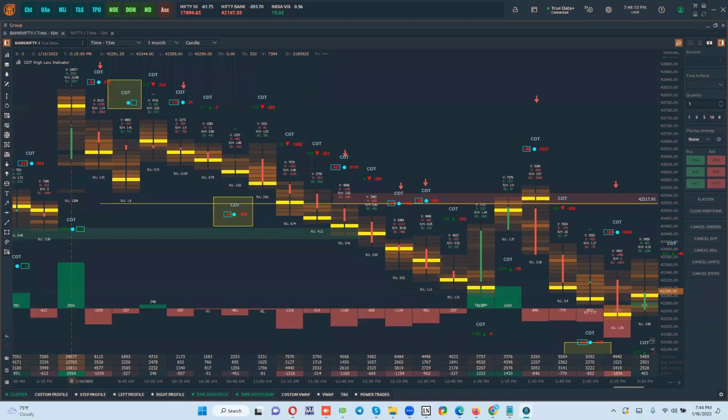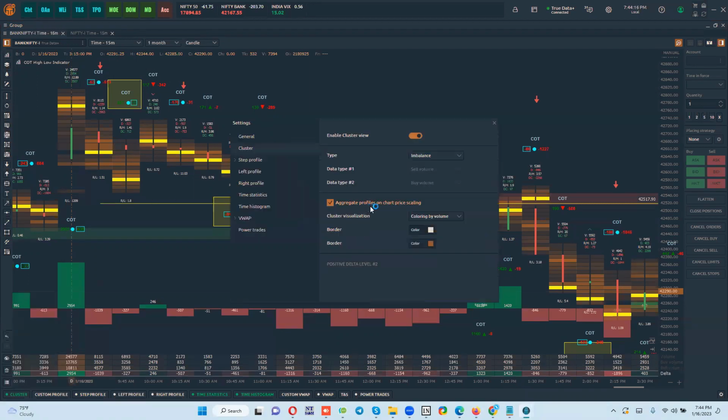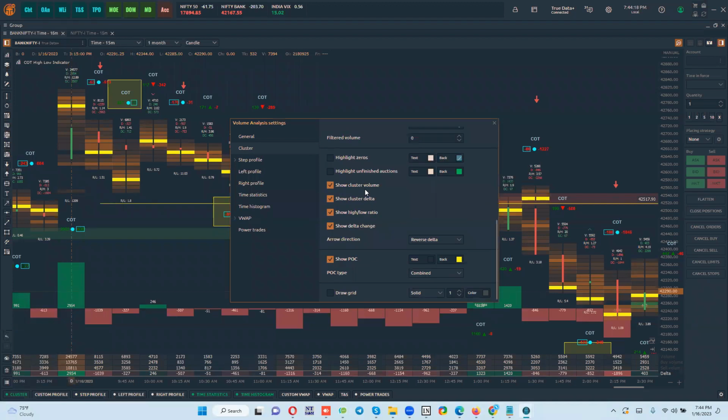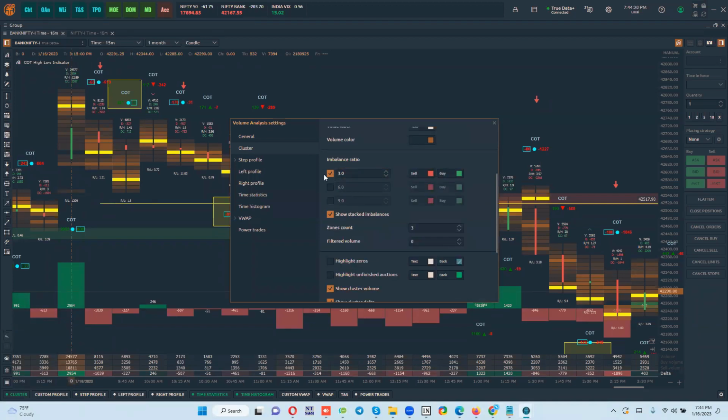What is the setting you use for stacked imbalances? Stacked imbalances settings are already there. We don't make any changes for stacked imbalances. It is the default 3 values here. And the zones are 3 by default.